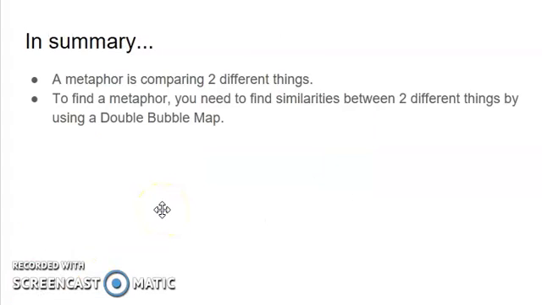Here's our quick review. In summary, a metaphor is comparing two different things. To find a metaphor, you need to find similarities between two different things by using a double bubble map, and then write the sentence with the two different things, but don't use like or as.